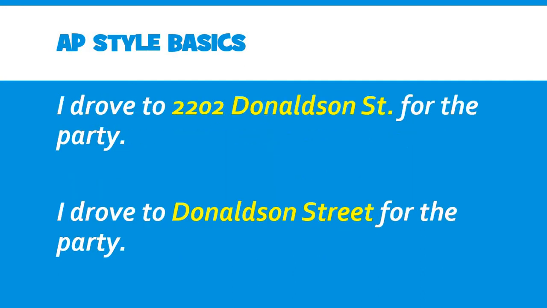So, if I drove to 2202 Donaldson Street for the party, notice that because we have 2202, which is the house number, the street in Donaldson Street is abbreviated ST period. However, if we're just saying I drove to Donaldson Street for the party, we don't have a house number, and therefore we write out street. It'll be the same thing for avenue and boulevard, and it is abbreviated AVE period and BLVD period. It's only those 3. All other forms, all roads, courts, circles, lanes, everything else is always spelled out, never abbreviated.